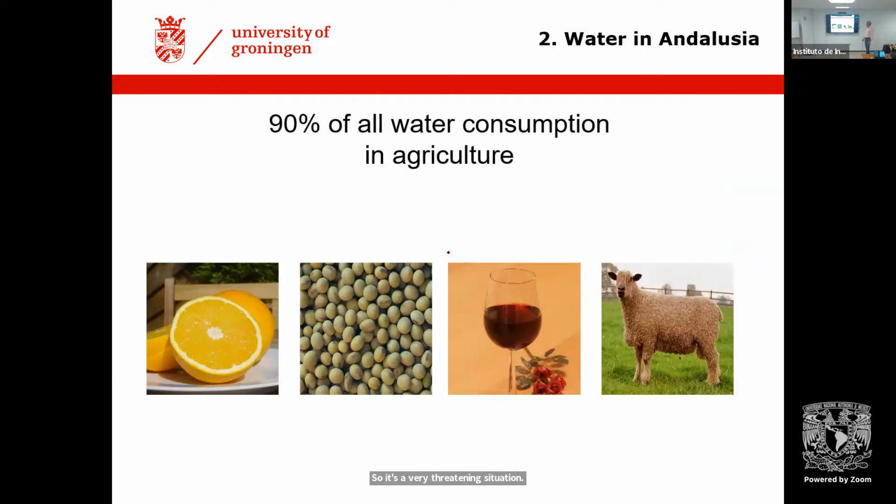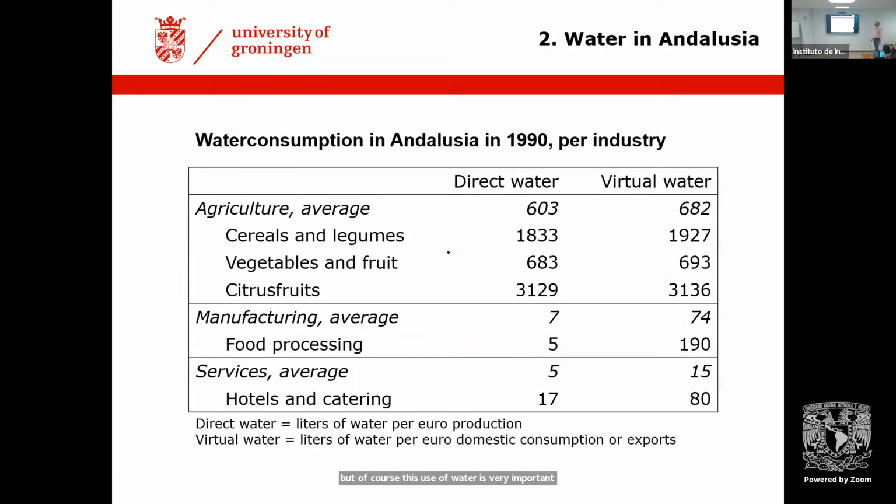It turns out that approximately 90% of all water consumption is in agriculture. And well, I could live without lemons, I could live without beans, I could even live without sheep. But of course, this use of water is very essential. These are the numbers. Let me explain. So the data were, we had the input-output tables for Spain, and it included Andalusia and the rest of Spain. It was for 1990.